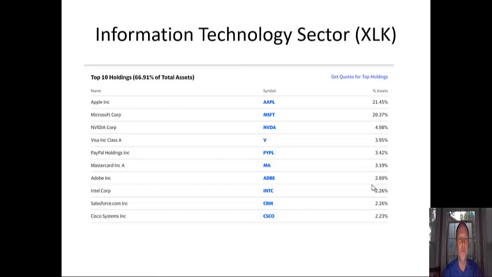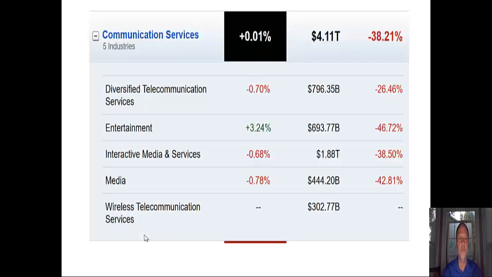Information technology includes some of the biggest names in the S&P 500, and certainly a lot of names that most people will be familiar with: Apple, Microsoft, NVIDIA, Visa, PayPal, MasterCard, Adobe, Intel, Salesforce, and Cisco being the top 10 holdings, which is around 67% of the total assets in the sector. So it is a highly concentrated sector, just as the S&P 500 itself is highly concentrated in the top 10 stocks.